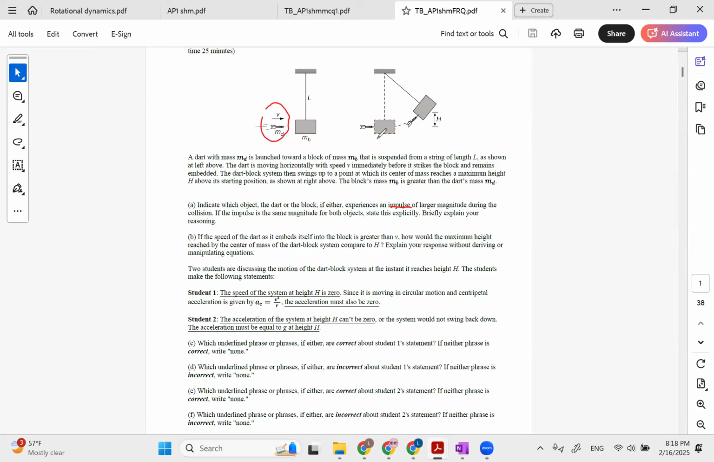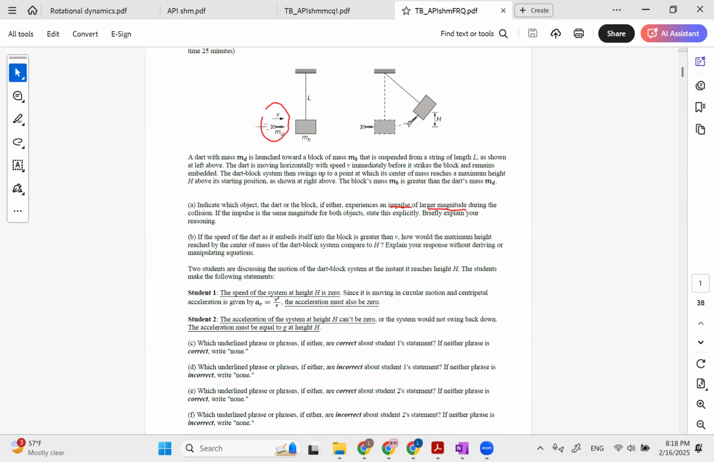Because this is the action-reaction force. The force on the dot and the block should be equal and opposite. Do you see that? Should be equal and opposite, right? So in this case, you can say that the magnitude is the same.